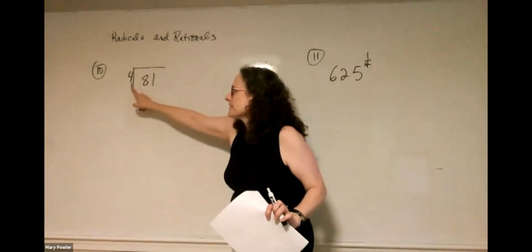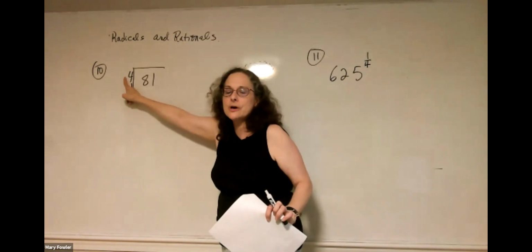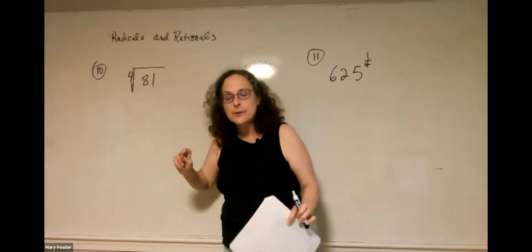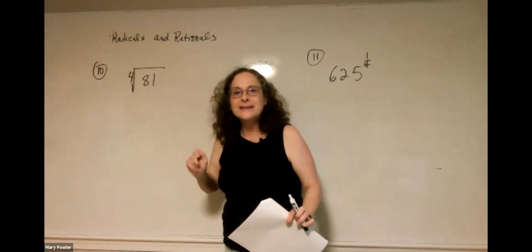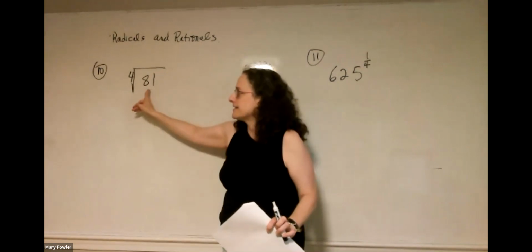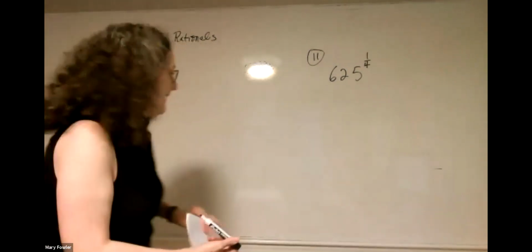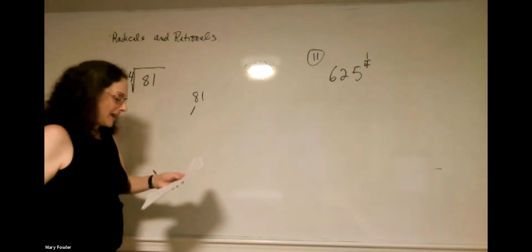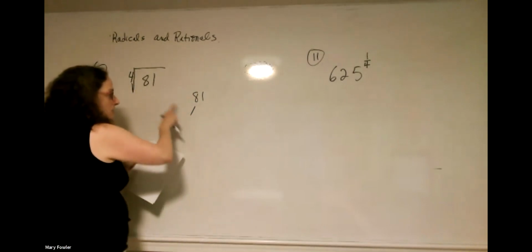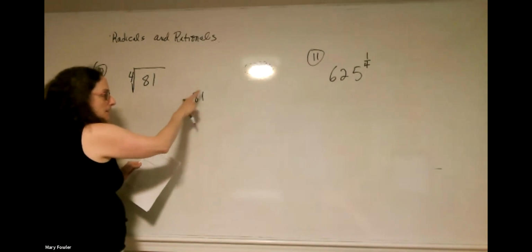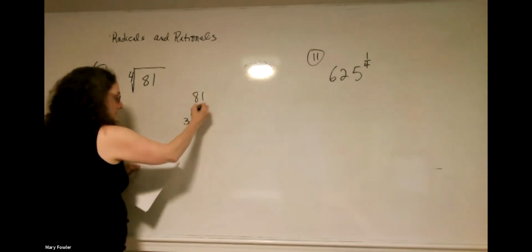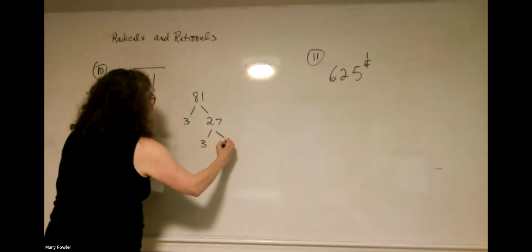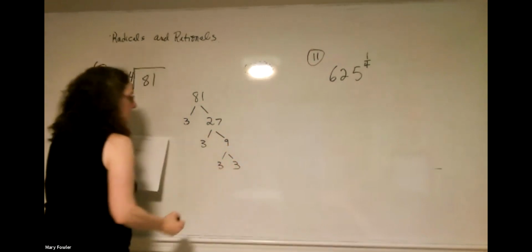So for number 10, we're asked to find the fourth root of 81. And what that means, the fourth root, is we're looking for the number that when we multiply it by itself 4 times, we get 81. Well, maybe you know it, but I'm going to go ahead and lean on my factor tree. So usually I start with the smallest prime number. In this case, 2 doesn't go in, 3 goes in. 3 times 27, 3 times 9, and 3 times 3.